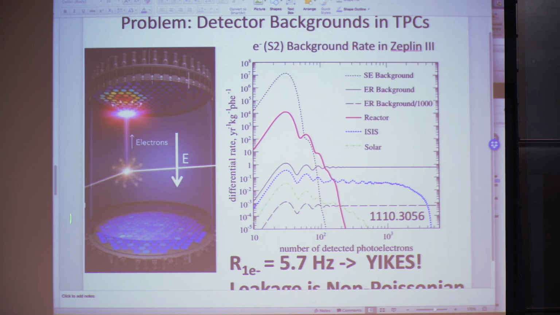And so this is one of the problems: all of these experiments that are going to look for single electron, 2 electron and 3 electron signals are going to have to worry about these detector backgrounds. And that is what dominated Xenon 10. It wasn't radiogenic backgrounds. It was totally detector backgrounds.